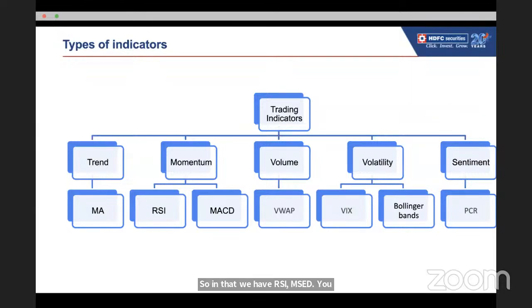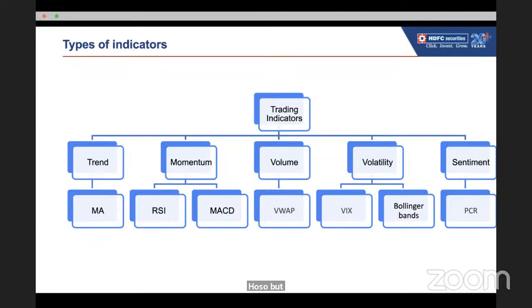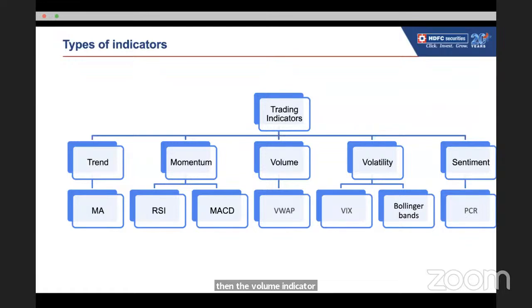हो सकता है कि आप लोग ने ये इंडिकेटर्स नहीं यूज किए हो, if you are a fresher and if you are not very much into trading as of now. But in this session you will learn, and that's the whole purpose of this session. Then the volume indicator, in that we have VWAP. Then the volatility indicator, in that we have VIX and the Bollinger Bands, and lastly the sentiment. So sentiment में हमें PCR पता चलता है, PCR से हमें sentiment पता चलता है. One by one, some of the key indicators that we have selected, we will see them one by one.